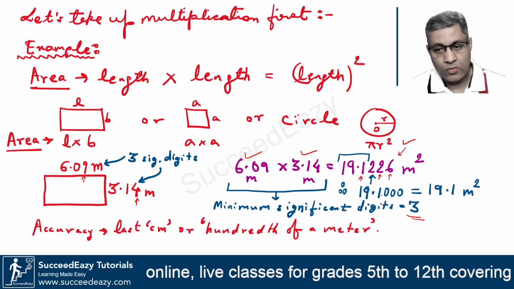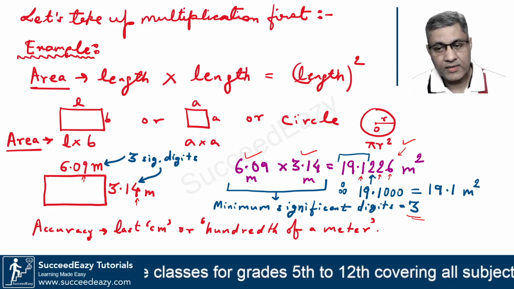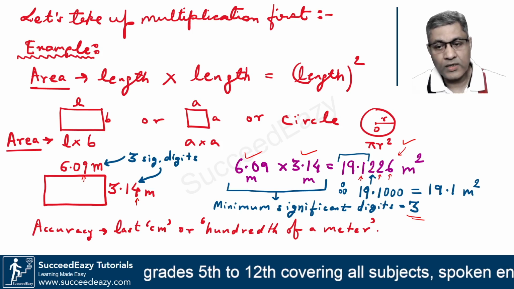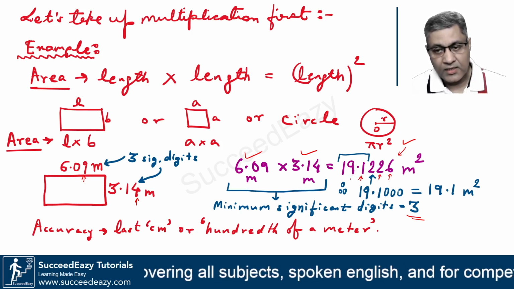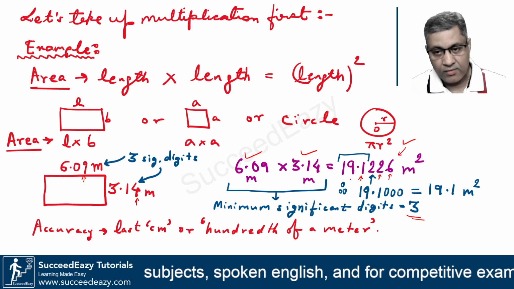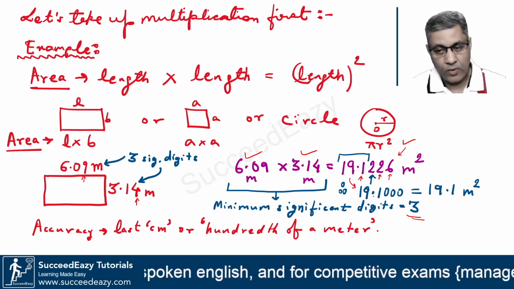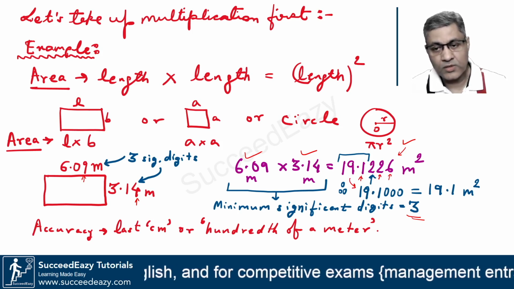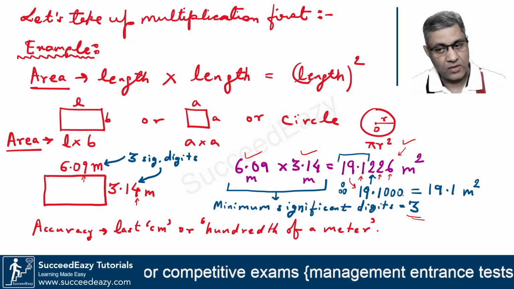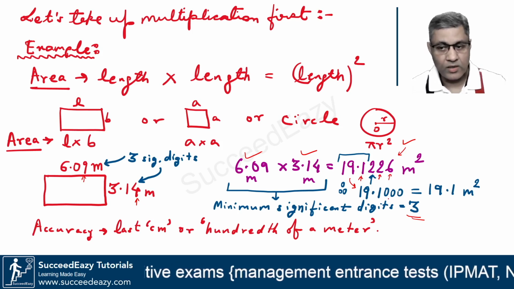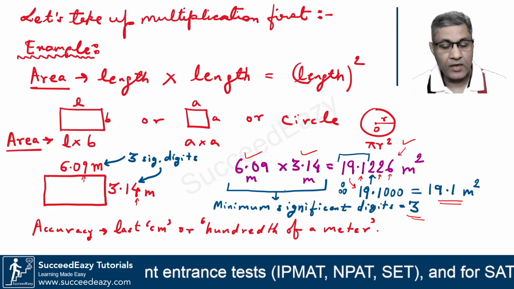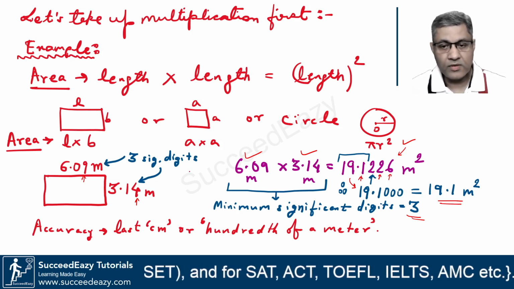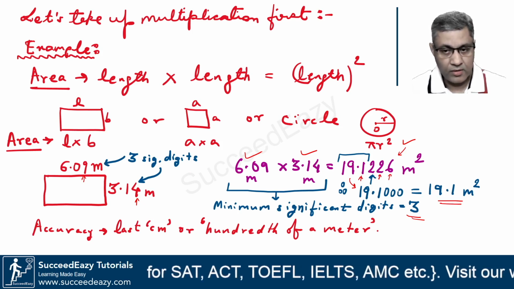So 19.1, and since 2 is less than 5, we keep 1 as it is. So we maintain the data value as it is, that is 19.1, and then we replace 226 by 000. All digits we replace by 0, right? So what we get is 19.1 meters squared. Am I clear to you? If you want to review, you can pause the video and have a deeper look at this.